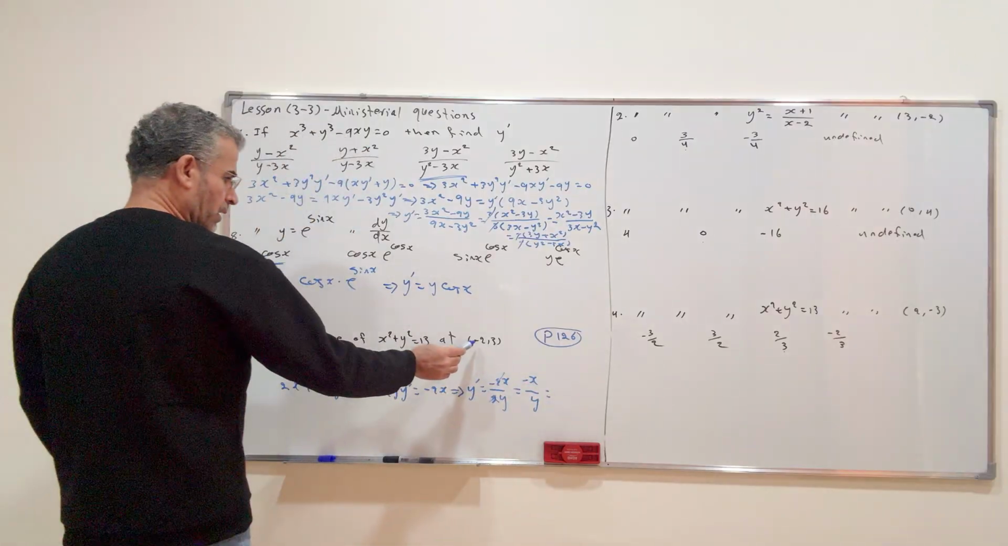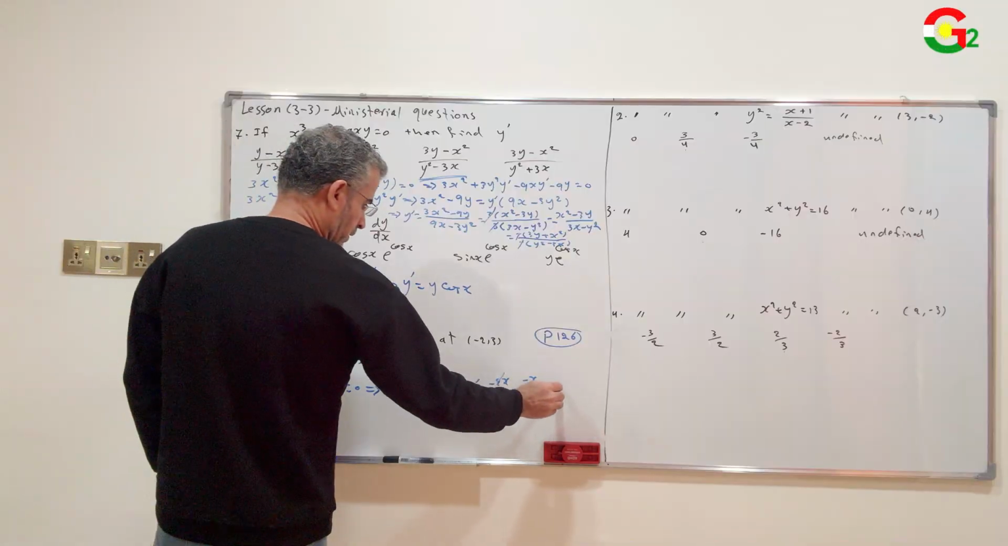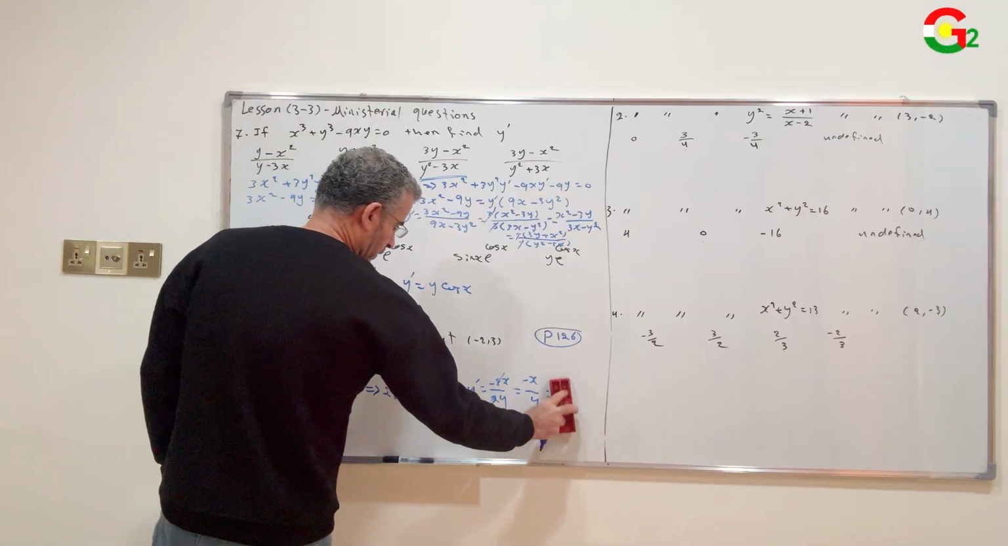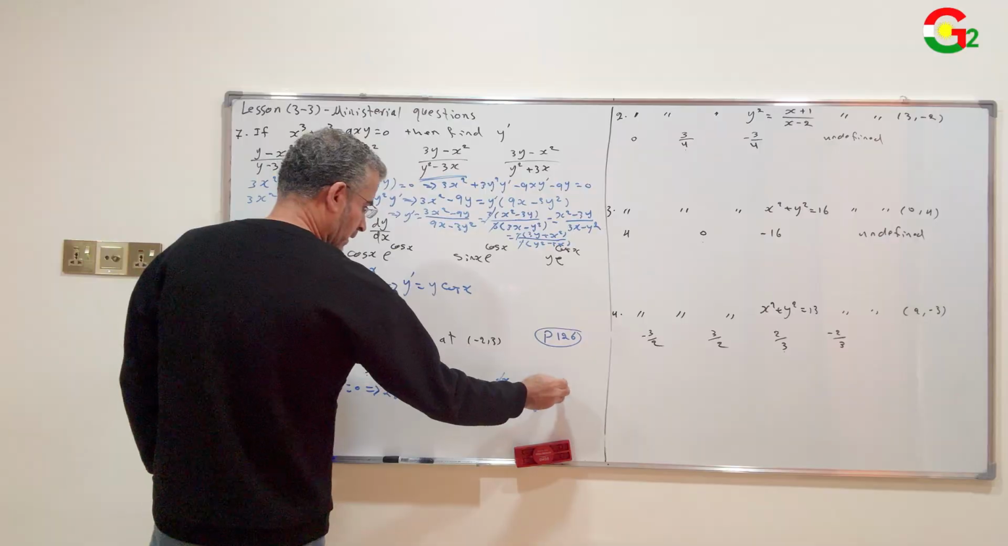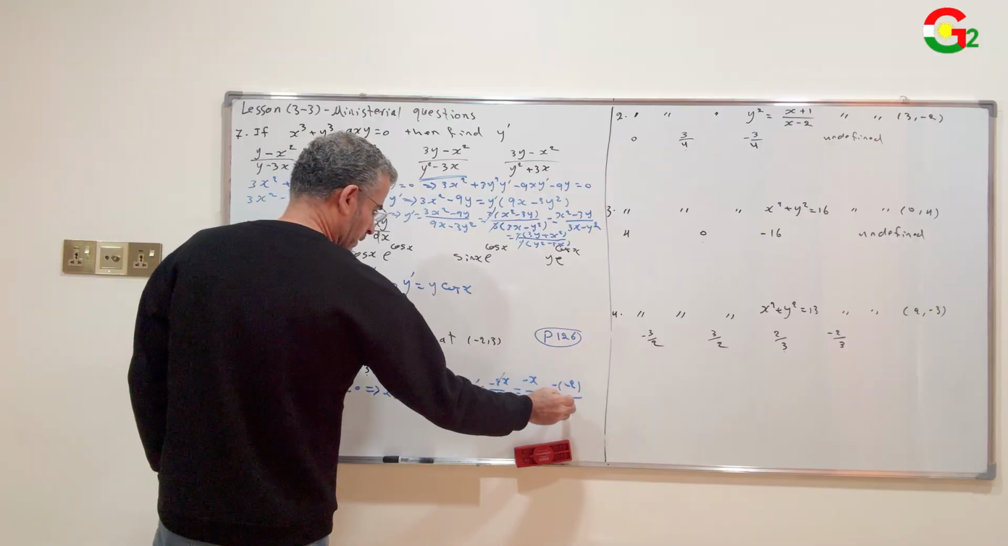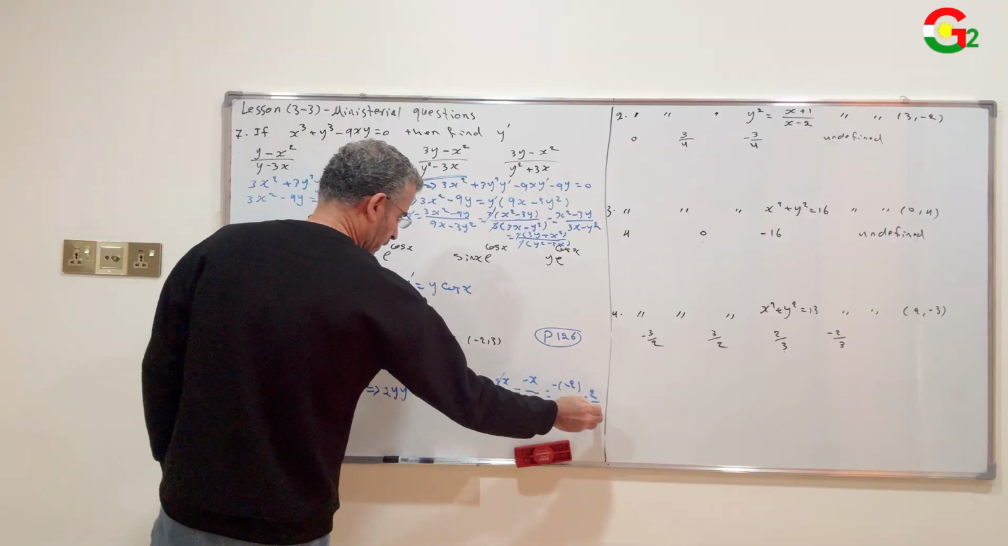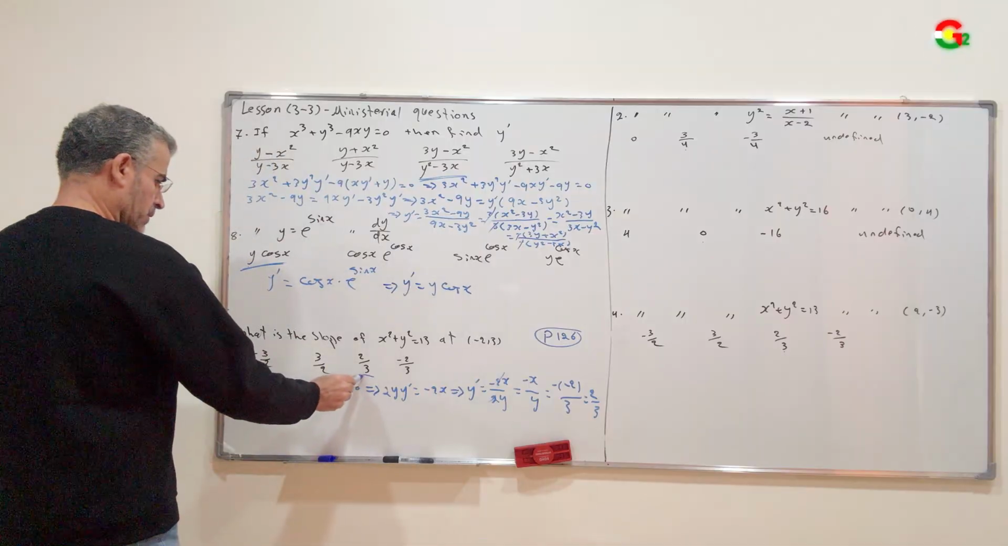At the point (-2, 3), the answer will be -(-2) over 3, equal to 2 over 3. Choice C.